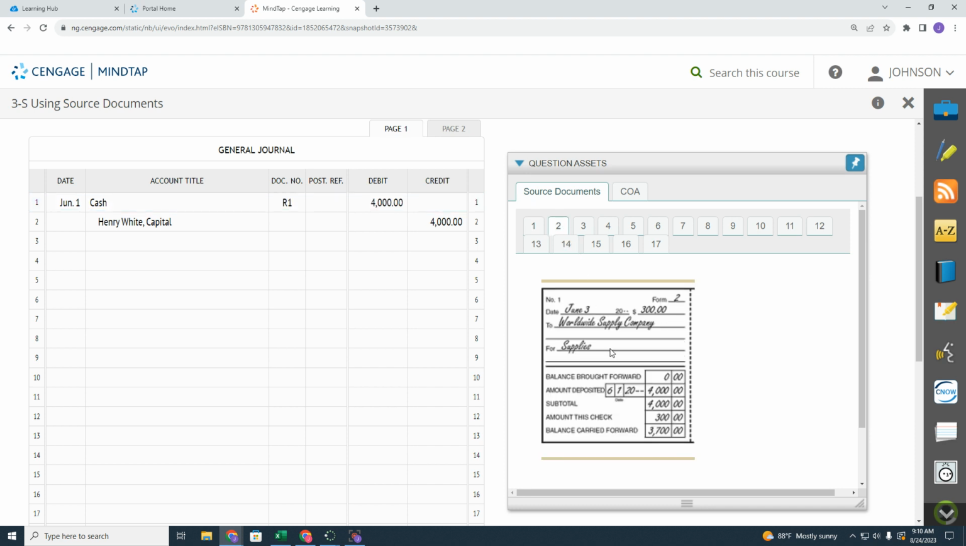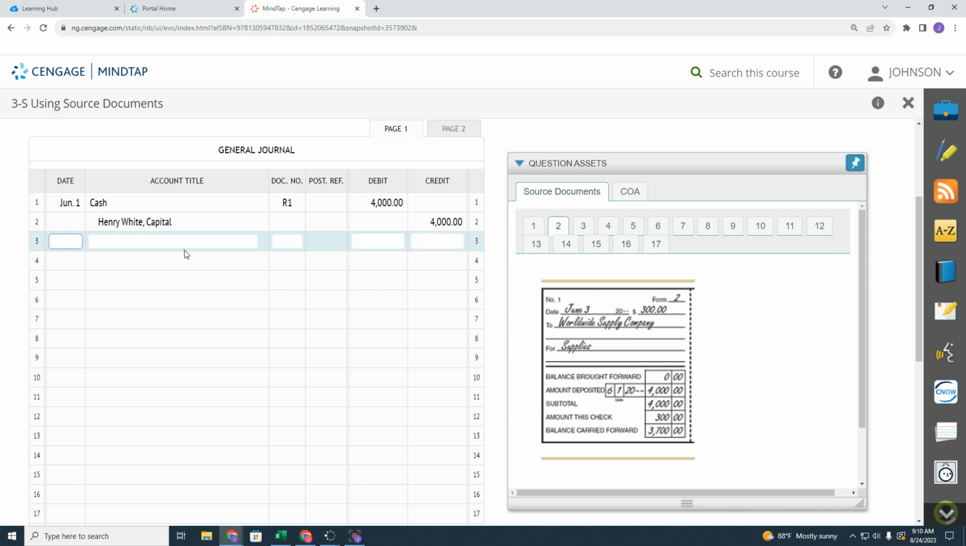All right, so here's my second source document, and it looks like it's a check stub. So it looks like the actual physical check has been torn off and mailed to Worldwide Supply Company. So from this source document, I should gather that we paid cash for supplies, or we paid cash on account to Worldwide Supply Company for supplies. So if this is all of the information that I have, I think I'm just going to assume that we paid cash for supplies.